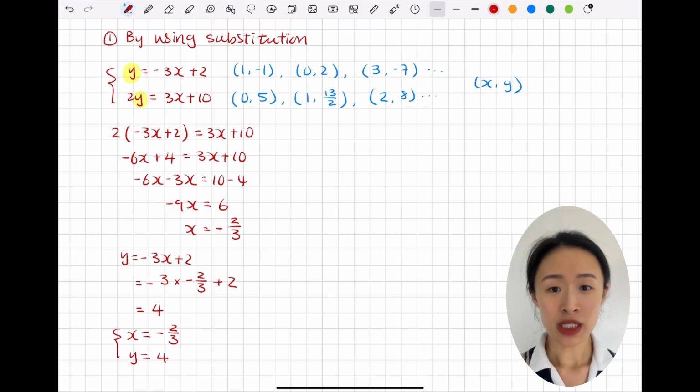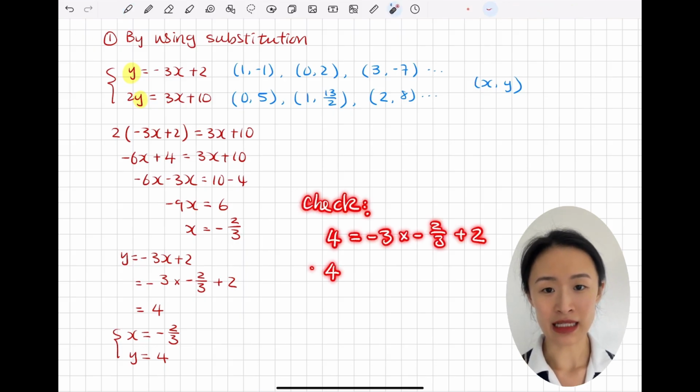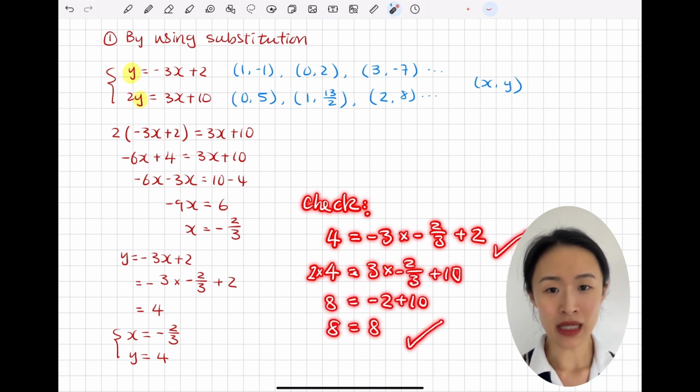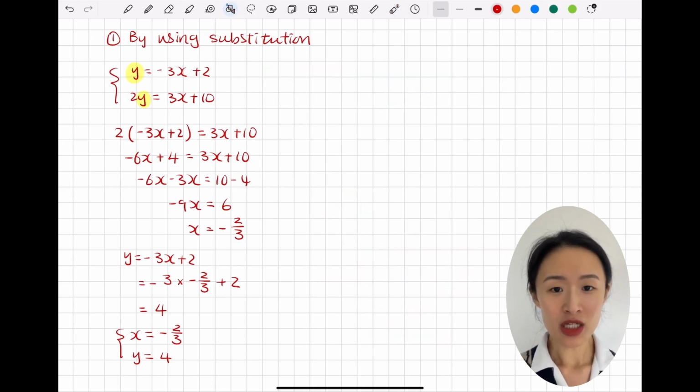What we can do is check our answer to see if it's correct. I can substitute x and y back into my first equation, and I can see left-hand side equals right-hand side. So the first equation is fine. Repeat the same process, putting that x and y back into our second equation, and we can see left-hand side equals right-hand side. So that means this is the answer we are looking for. So now let's look at another example.